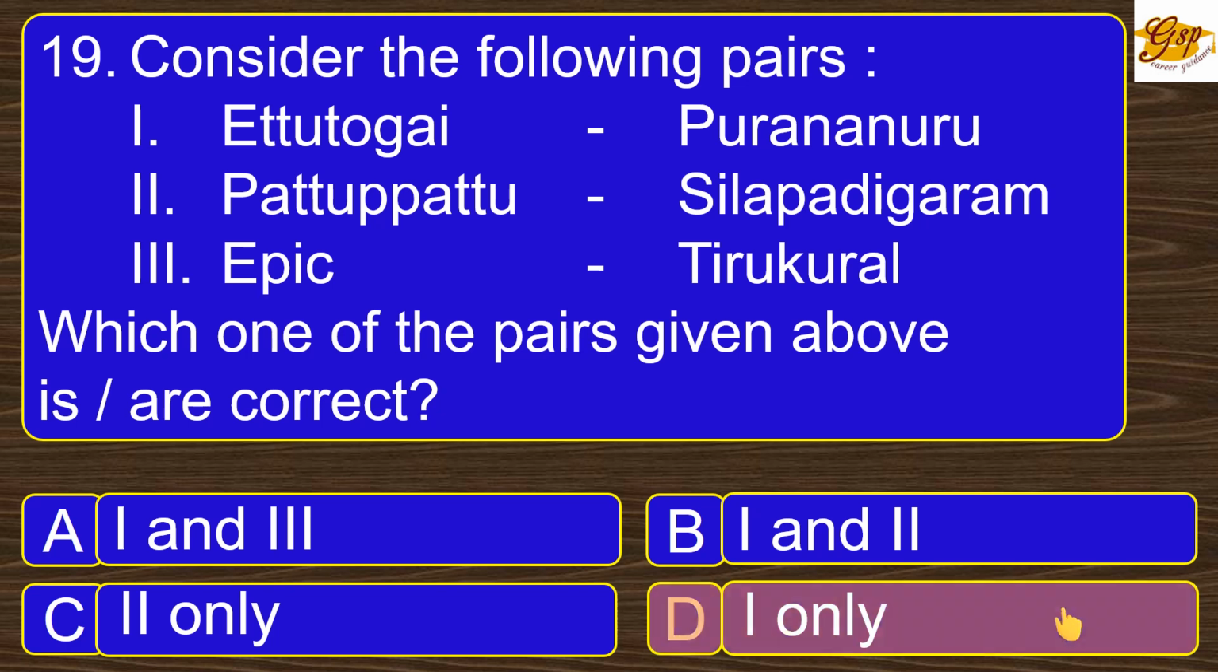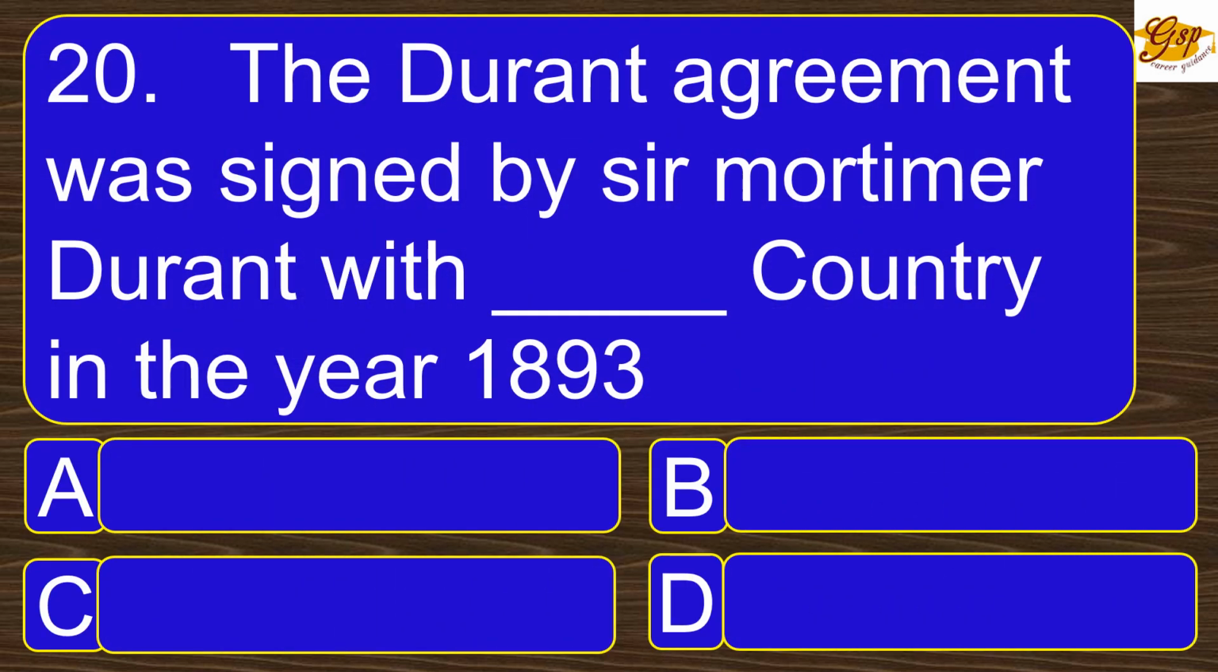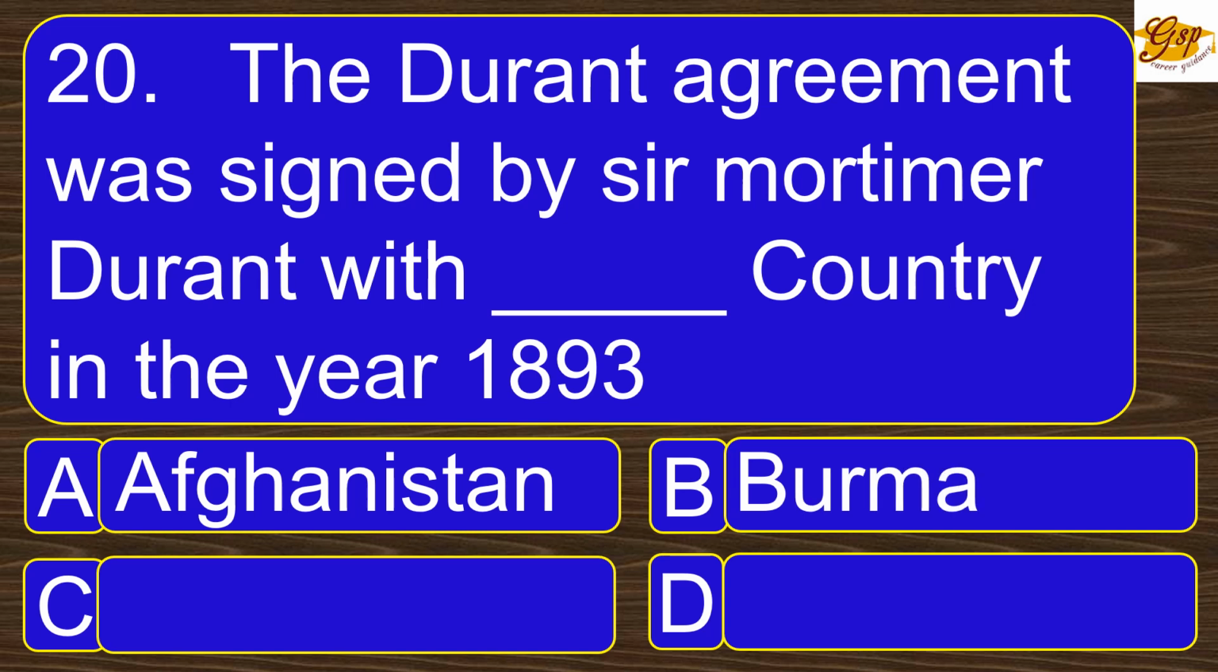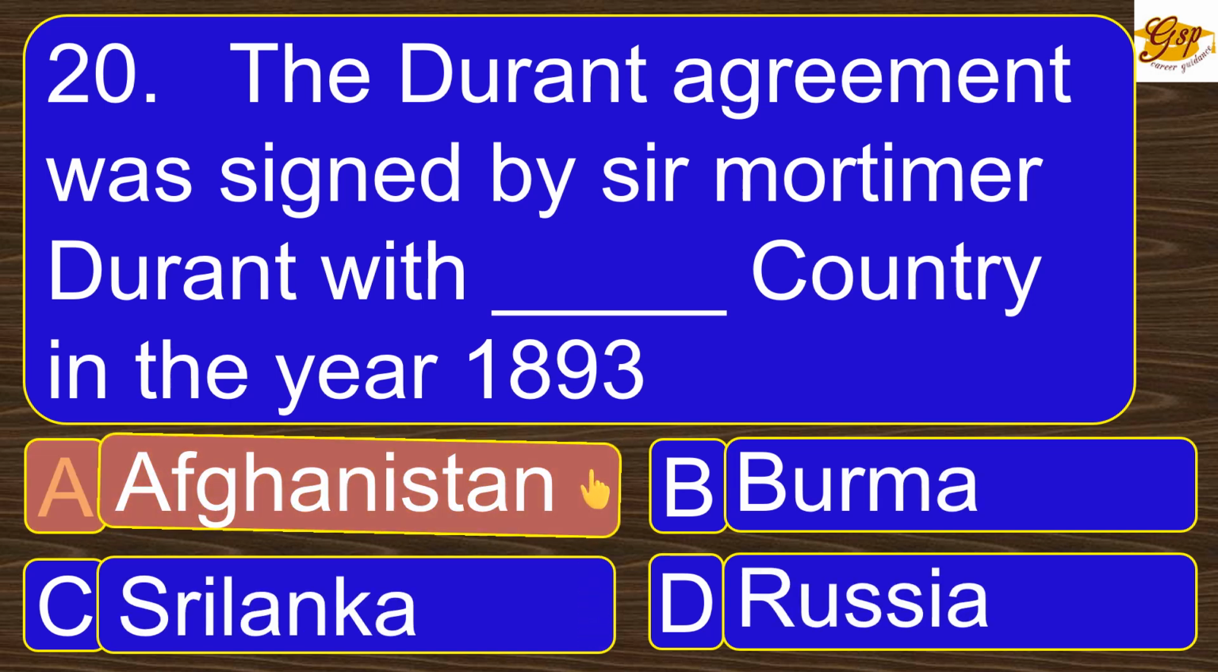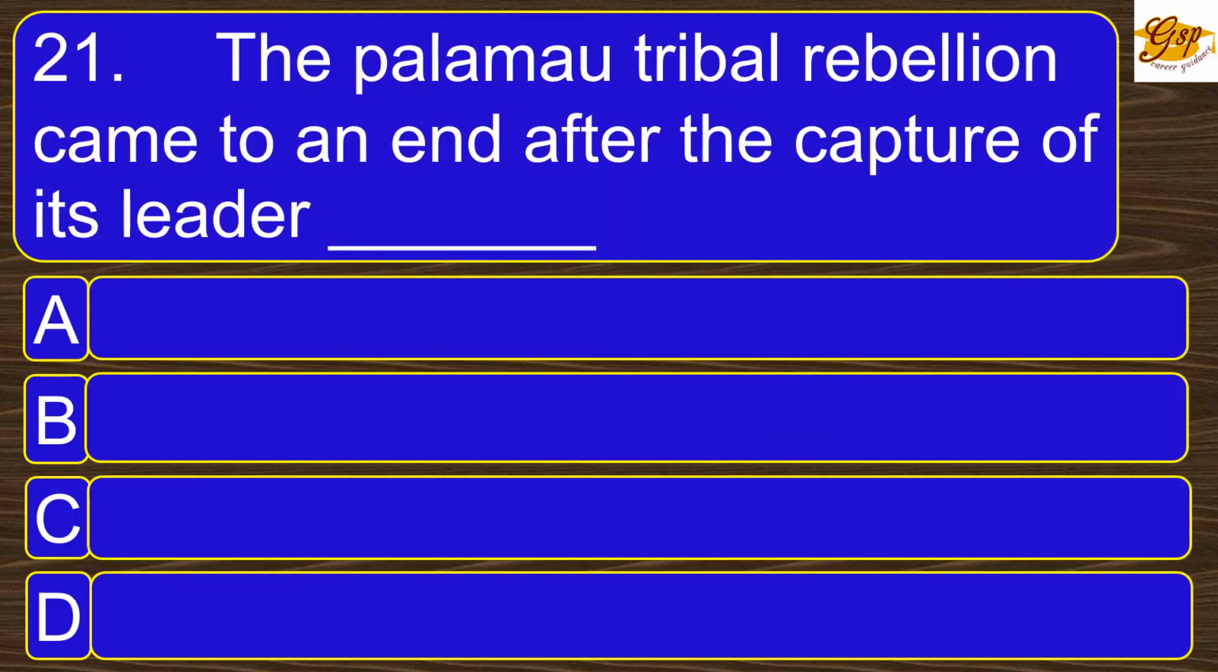1 only. 20th question. The Durand Agreement was signed by Sir Mortimer Durand with the country of dash in the year 1893. A. Afghanistan. B. Burma. C. Sri Lanka. D. Russia. The correct answer is A. Afghanistan.